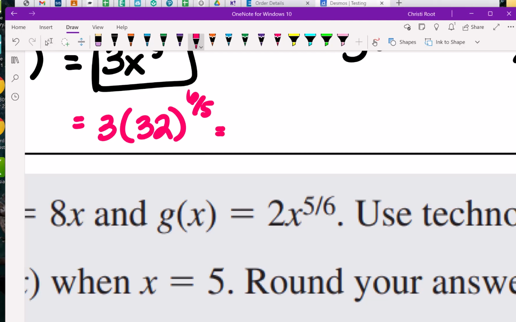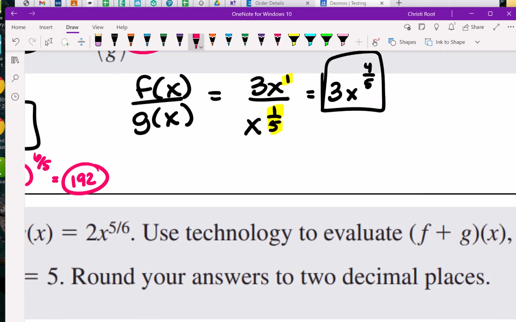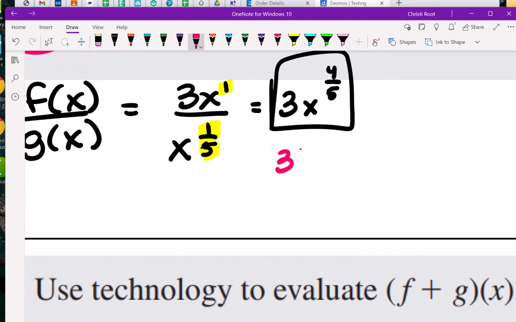So I just typed it in my calculator and got 192. They're not going to ask you to do anything that difficult without a calculator. Same thing over here. I'm going to do 3 times 32 to the power of 4/5, and I got 48.